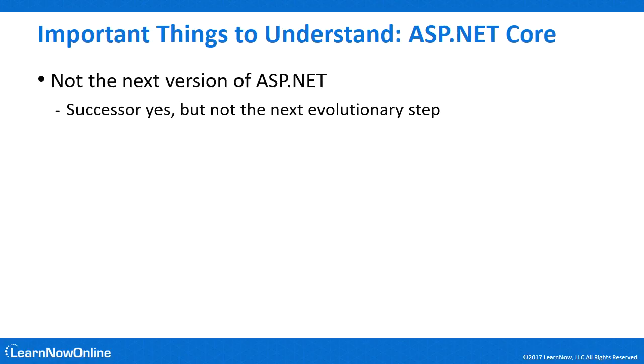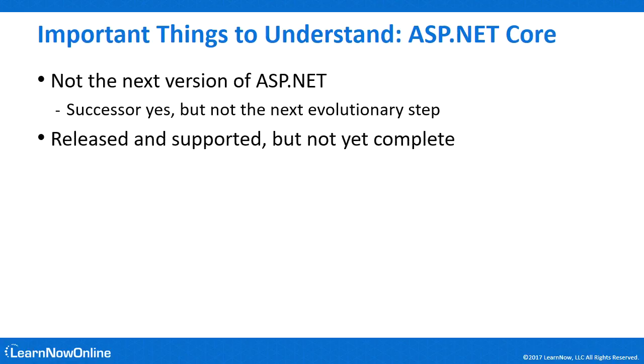So I'm so glad they changed the name. I kind of wish they had dropped the ASP.NET, because it really is a new animal. But apparently Microsoft just felt that there was so much mind share around ASP.NET that they couldn't get rid of that. At least they changed it to be version 1.0 of the new ASP.NET. Okay, it's currently released and supported, but it's not yet complete. Microsoft, it's definitely version 1.